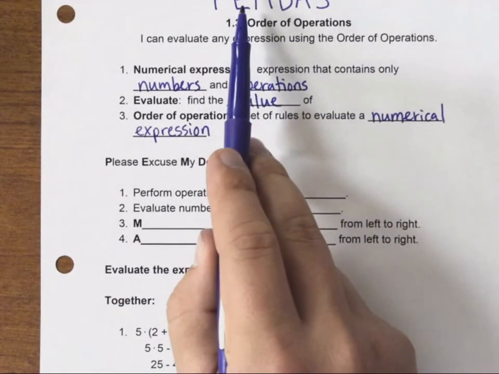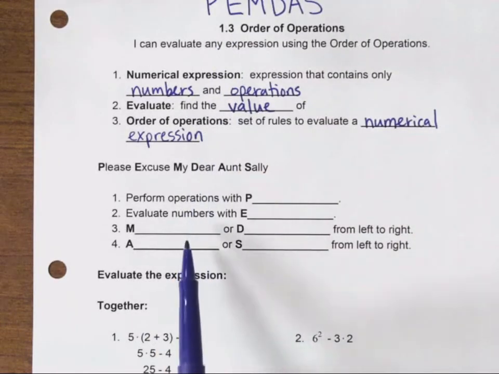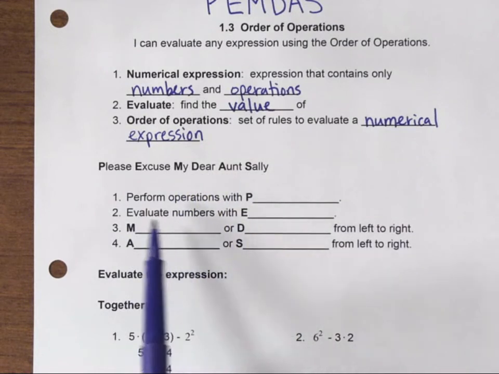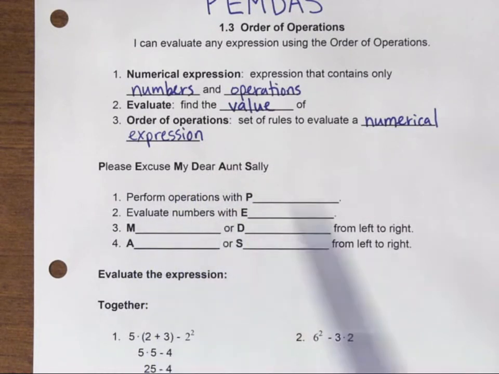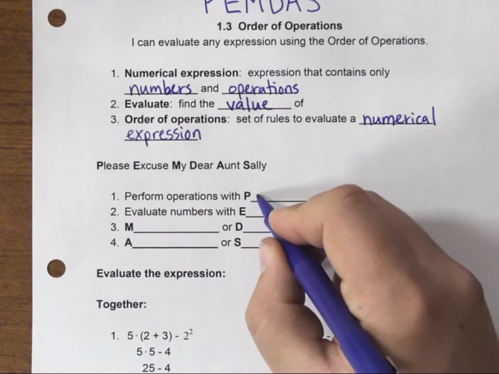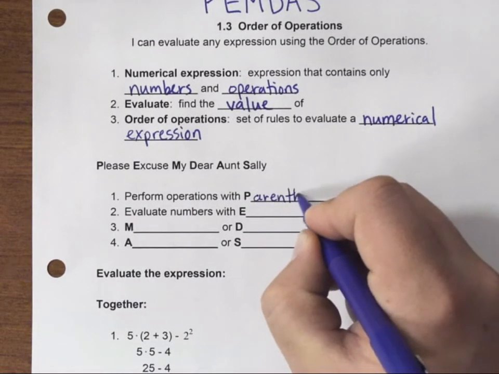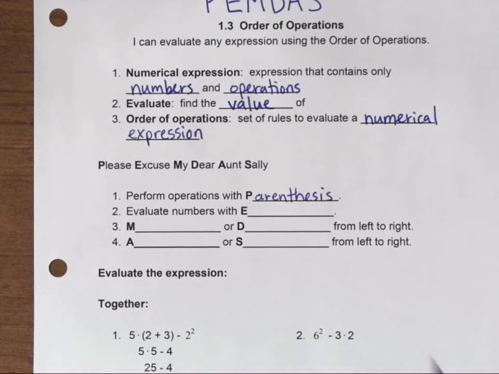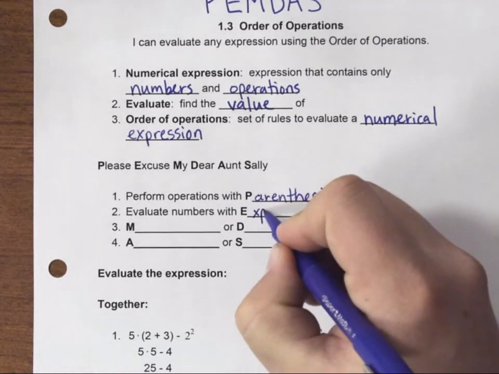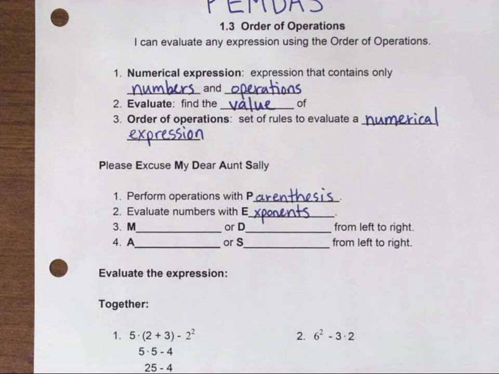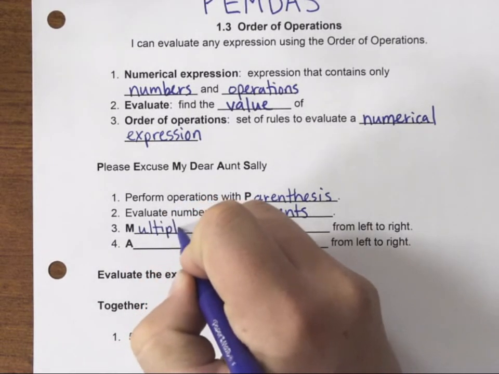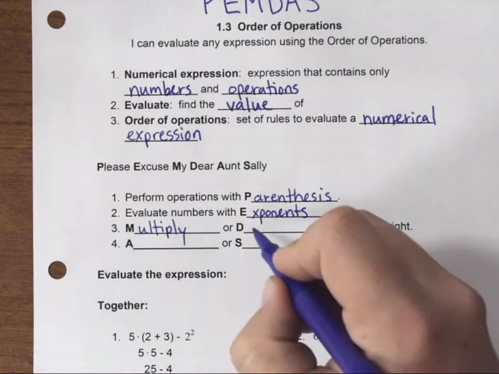Down here we have PEMDAS, which we talked about up top. Now we are going to remember our acronym: please excuse my dear Aunt Sally. P means perform operations with parentheses. Number two is our E, evaluate numbers with exponents. M stands for multiply. D stands for divide.